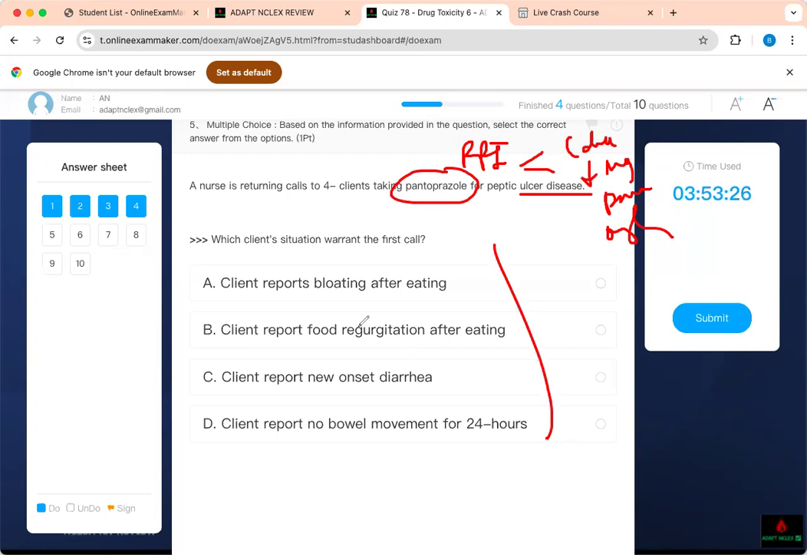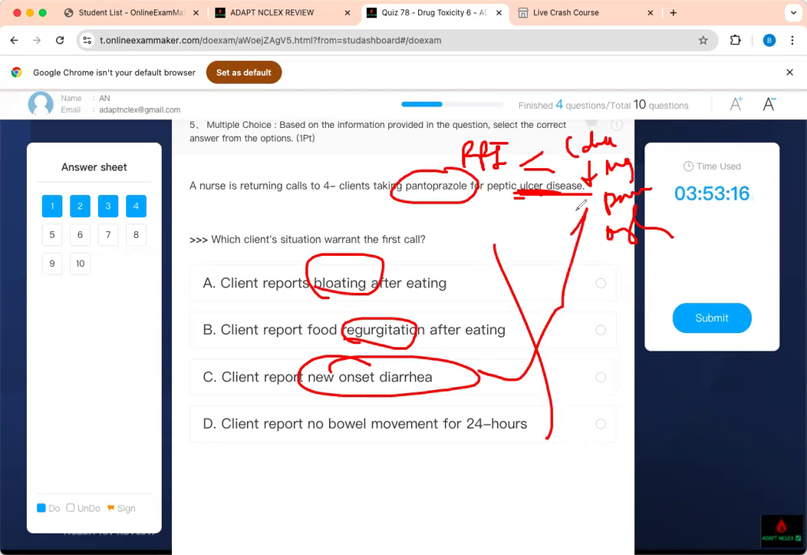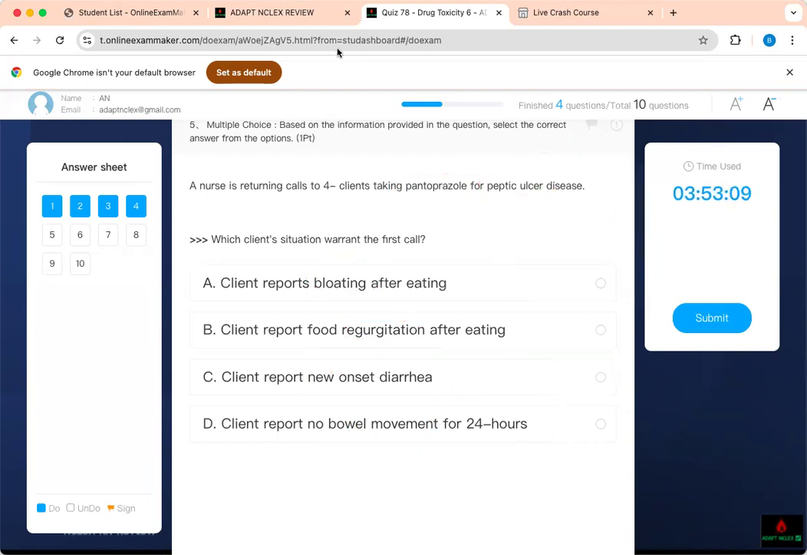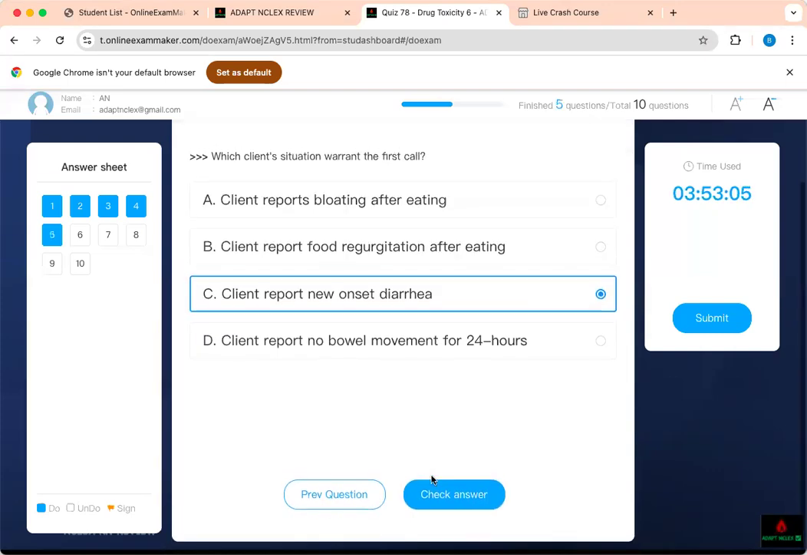What do you see? Bloating may be related to your peptic ulcer disease. Regurgitation of food, peptic ulcer disease. New onset of diarrhea, C. diff. No bowel movement for 24 hours? Well, good luck with that. It has nothing to do with it. You would rather it cause diarrhea. Therefore, this is the problem.